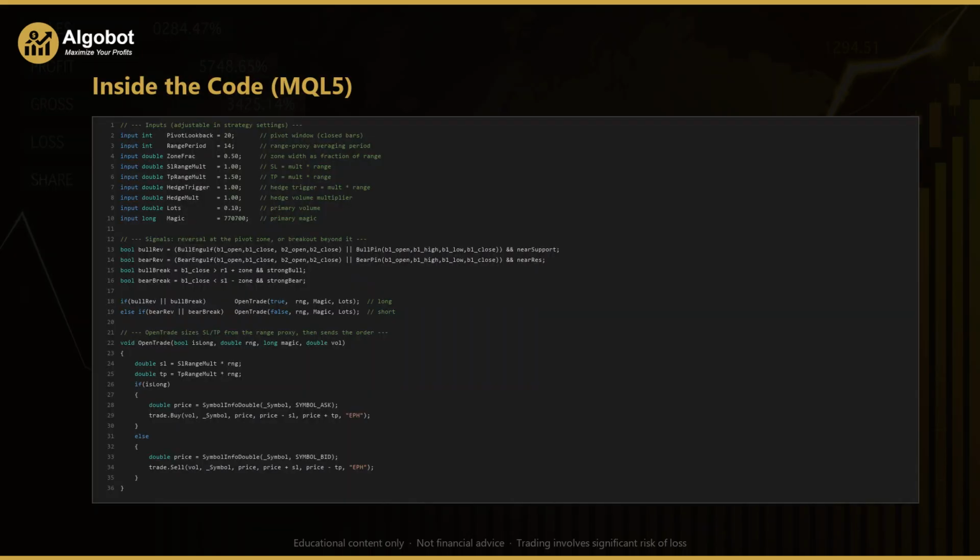Let's look at the actual MQL5 code running inside the expert advisor. At the top are the inputs you can adjust in the strategy settings. PivotLookback sets how many closed bars build the pivot framework, 20 by default. RangePeriod, set to 14, controls the range averaging. ZoneFrac defines how wide the reaction zones are as a fraction of that range. SL range multiple and TP range multiple size the stop loss and take profit, while hedge trigger, hedge multiple, and lots govern the hedge distance, the hedge size, and the base volume. Below the inputs are the signal lines.